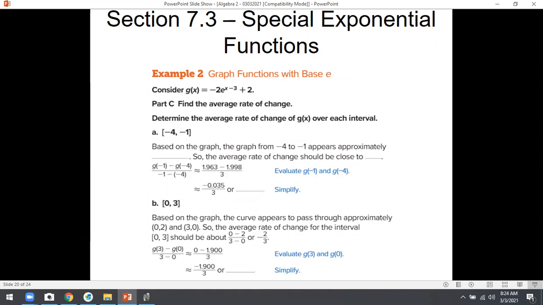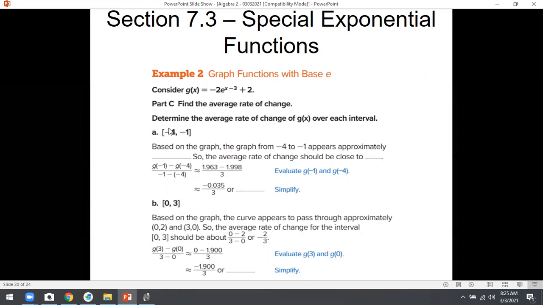Average rate of change is a fancy word for slope. Slope between 2 points. If they give you any 2 points to find the average rate of change between, and that's what all these are on the board right there. They're intervals and things like that.